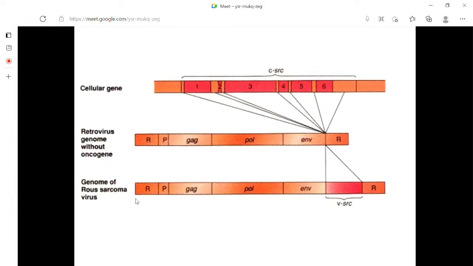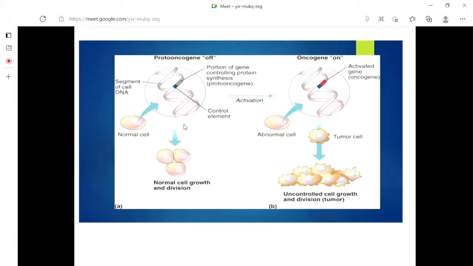Interestingly, you will find this v-onc gene is acquired from a cellular gene of ours. In all animals and humans, we have certain oncogenes termed the c-onc gene, which is called the proto-oncogene. Although the name oncogene has been given, they are not producing any tumor formation.